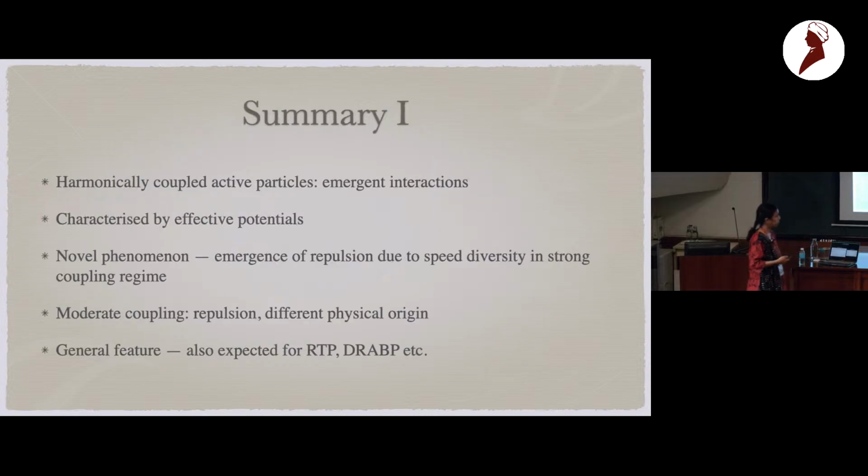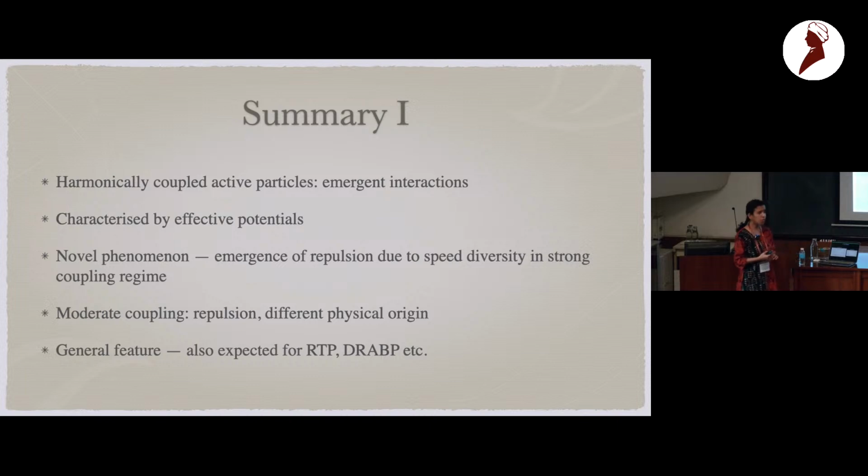Let me summarize what I have said so far before going to the next part. We have looked at emergent interaction between harmonically coupled active particles, just two particles, and we can characterize this by some effective potentials. When they are very strongly coupled attractively, there is an effective repulsion emerging purely due to the difference in their speeds.